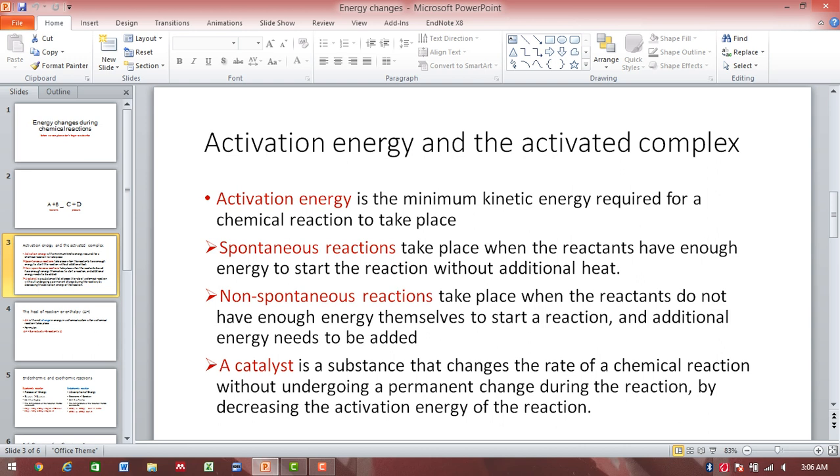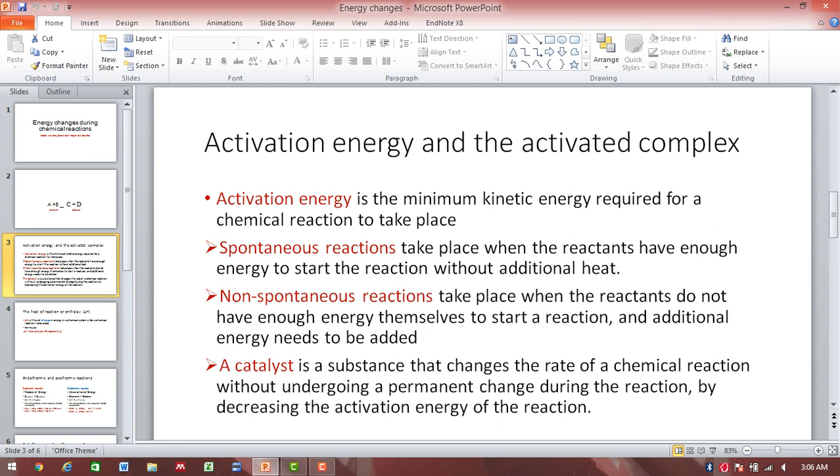We also have the spontaneous and the non-spontaneous reaction. To differentiate this, the spontaneous reaction is a reaction in which the reactants themselves can form the product without being supplied with energy. Whereas the non-spontaneous reaction is a reaction in which the reactants cannot form the product without being supplied with activation energy or the minimum energy.